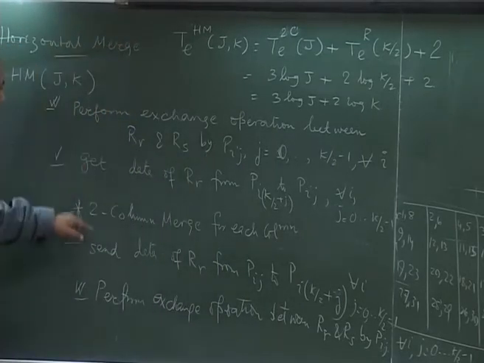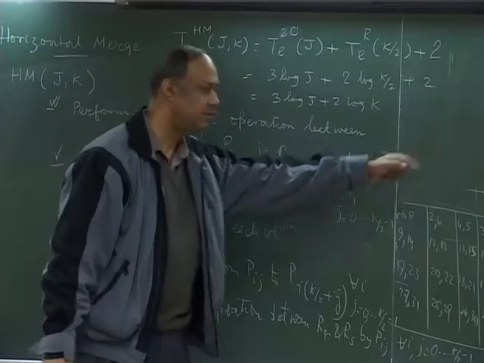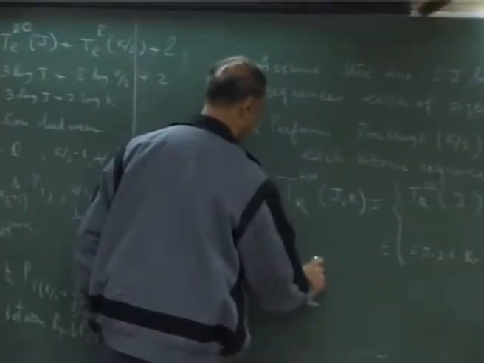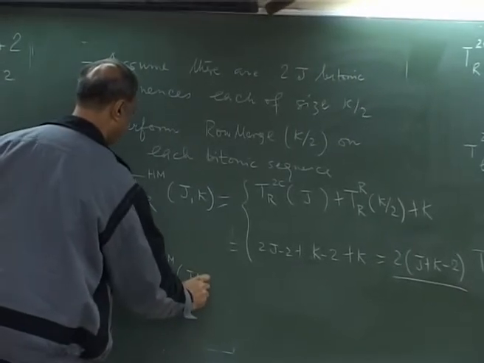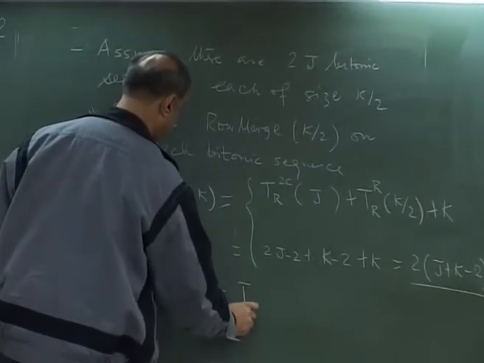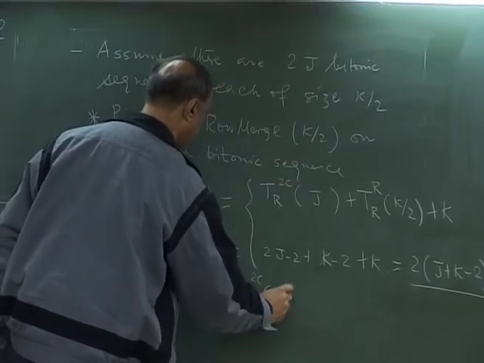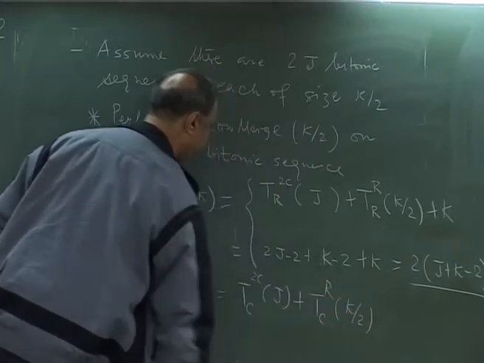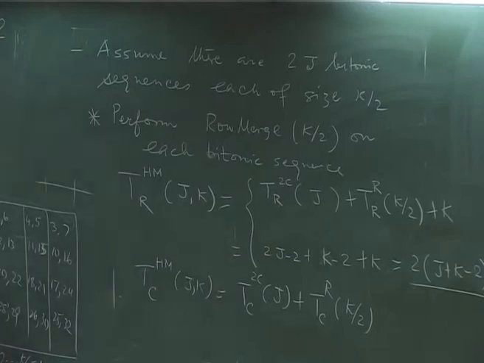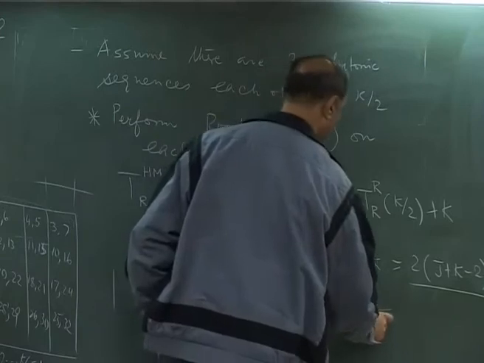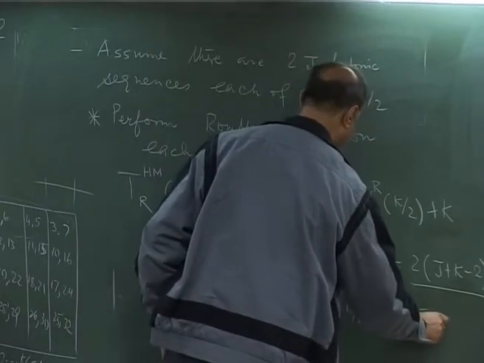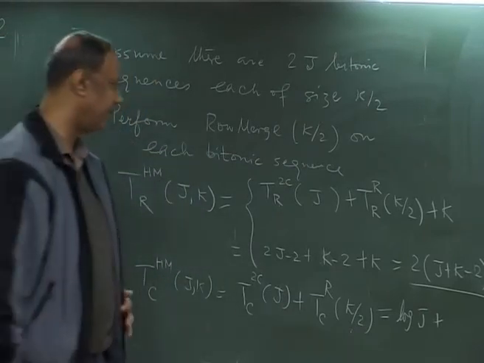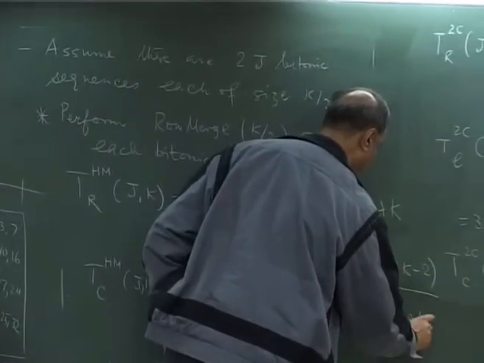Now there is no compare operation here except this one, so I can write T C H M J K is whatever time you need. Compare you need 2 C J plus T C R K by 2. Tell me, this one is known to you, JK, log J. What about the row mod? Log K by 2. So I can write log K minus 1.